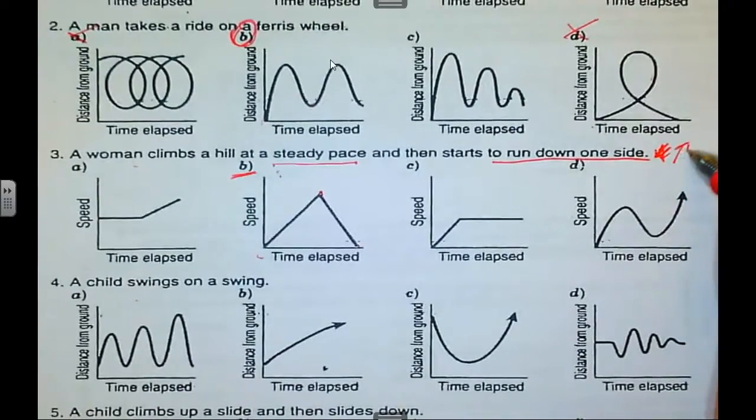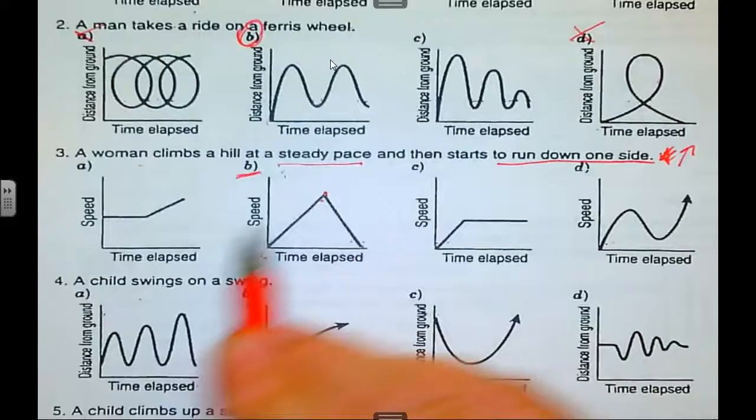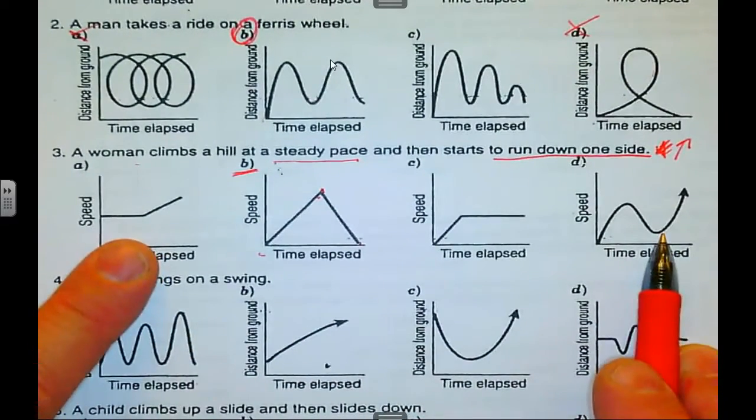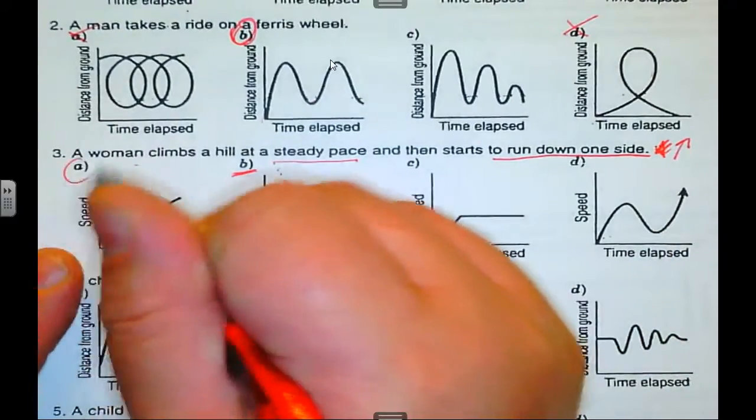Yep, it's going to increase. Her speed's going to increase. So the only ones that have increasing speed after a steady speed are D and A. It's got to be A. Yep.